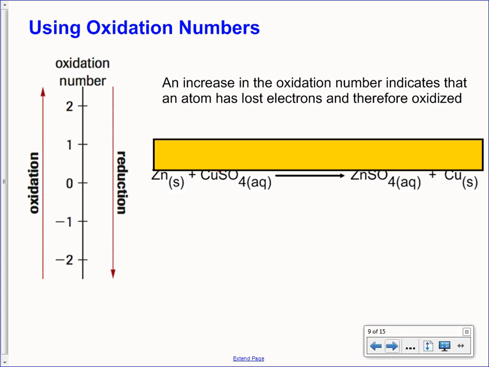So we can solve for oxidation numbers. That's great, that's fantastic, but ultimately, why do we do this? Why do we care? Well, using oxidation numbers is, like I said, a system of keeping track of electrons, and it's also a way of telling us whether something has been oxidized or reduced. So using these oxidation numbers now, an increase in oxidation number indicates that an atom has lost electrons and is therefore oxidized.